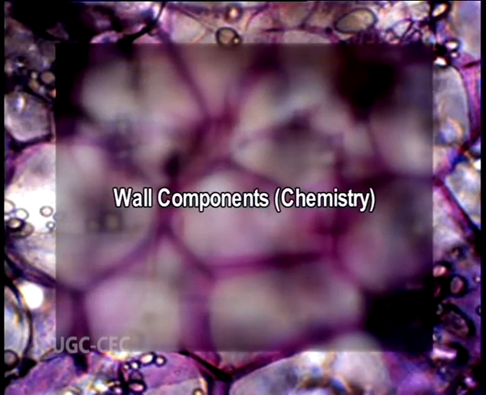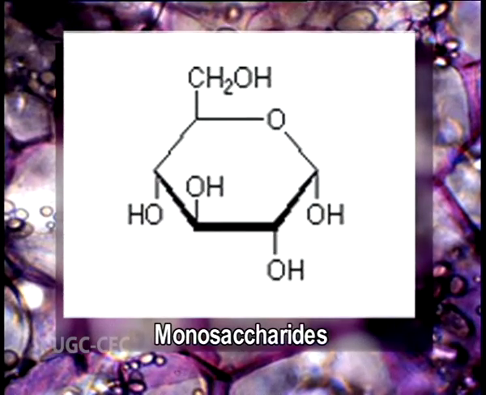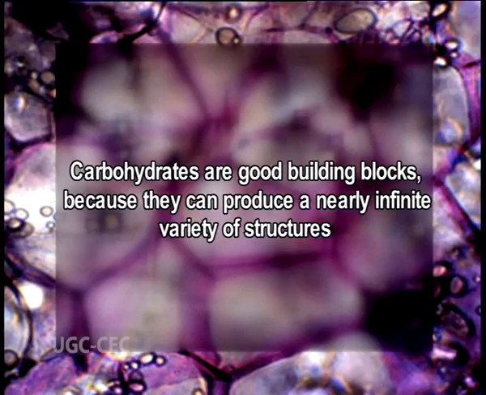Now we will learn what the wall components are, that is, the chemistry of the cell wall. The main ingredients in the cell wall are polysaccharides, which are built from monosaccharides or simple sugars. 11 different monosaccharides are common in these polysaccharides, including glucose and galactose. Carbohydrates are good building blocks because they can produce a nearly infinite variety of structures. There are a variety of other components in the wall, including protein and lignin. Let us look at all these wall components in detail.